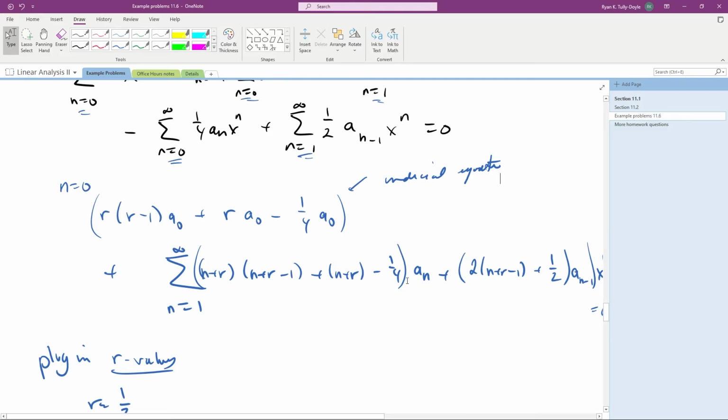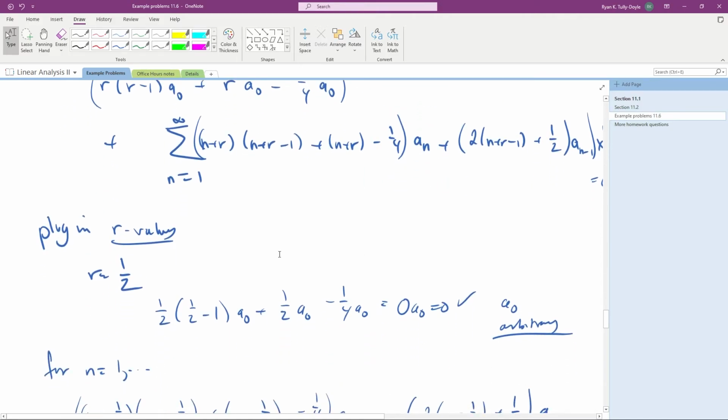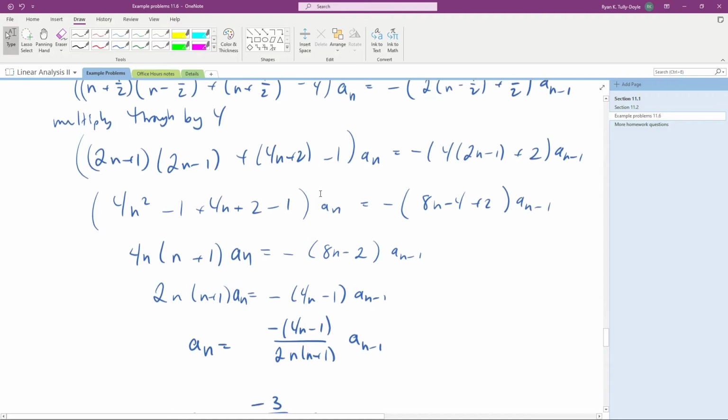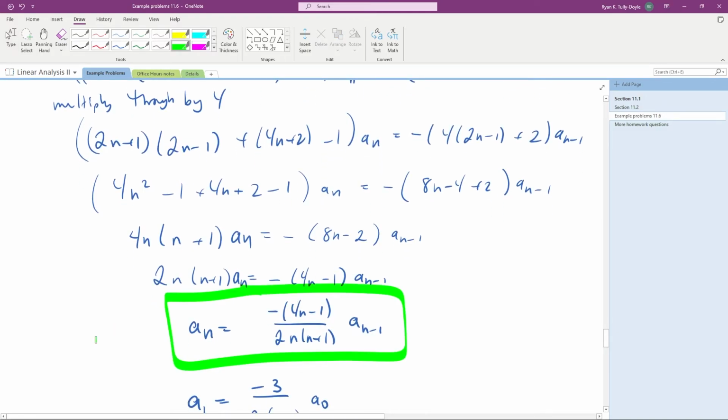Well, now we can plug in r values, just like usual. And if we plug in r equals 1/2, we get a standard Frobenius series. You put it in, you can check to make sure that a naught was arbitrary, which it is because you get 0 times a naught is equal to 0. And this time for n equals 1, we actually are going to use the formula from up here. If we put 1/2 into that formula and we do a whole bunch of algebra, it ends up collapsing to this. So that's the recurrence relation corresponding to r equal to 1/2.